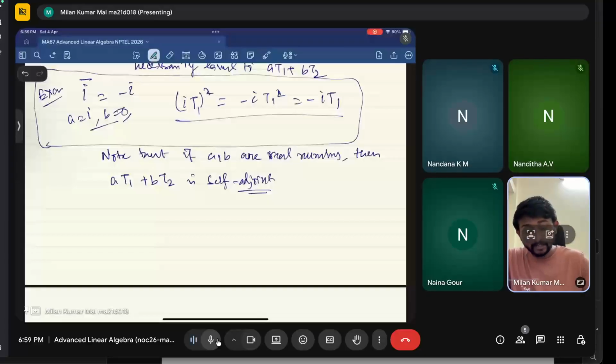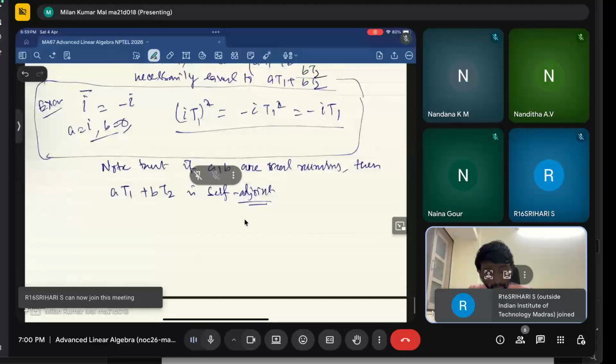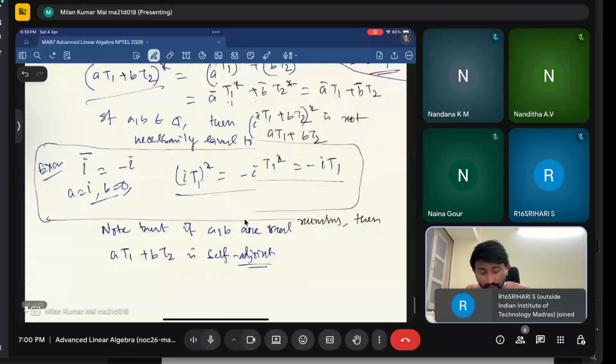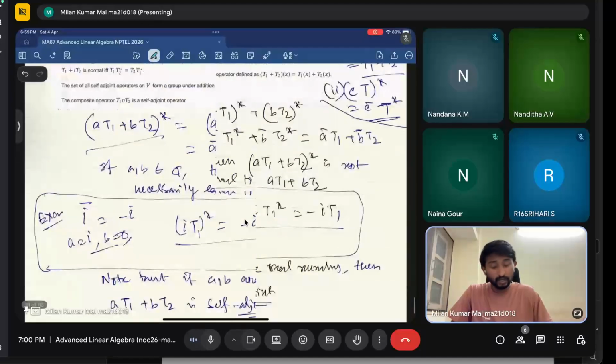The second option is that T1 plus iT2 is normal if and only if T1T2 star plus T2 star T1 star, something called a double commutant, but I'm not going into that. Here the question asks us to check whether T1 plus iT2 is normal or not. Let A equal T1 plus iT2. We know that T1, T2 are self-adjoint. We have to check that A is normal or not.